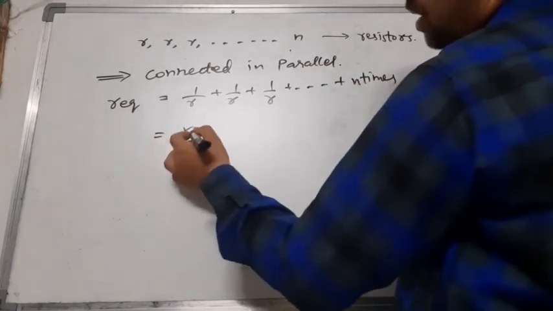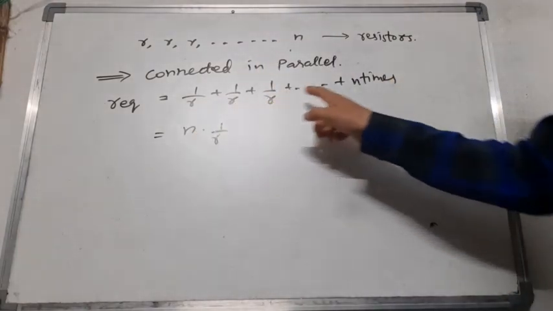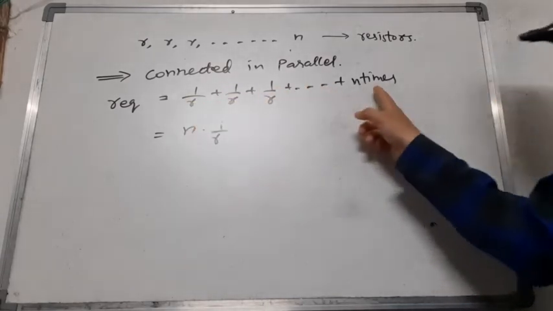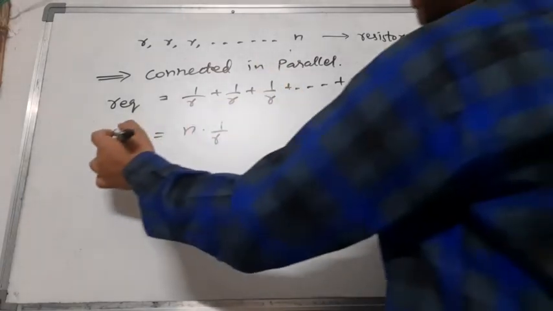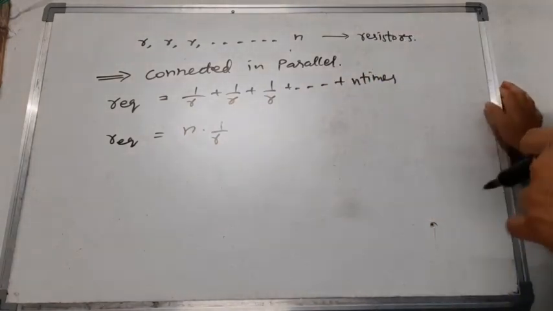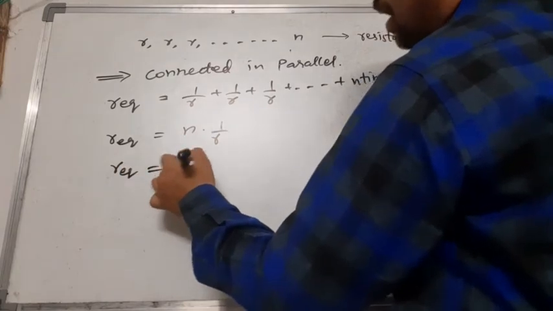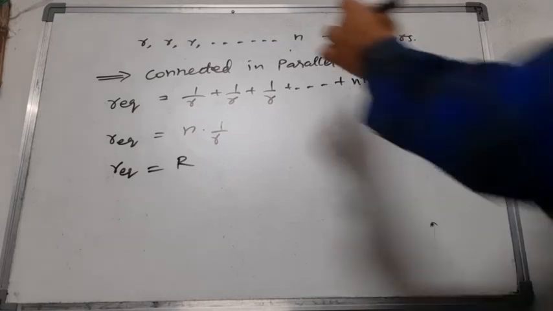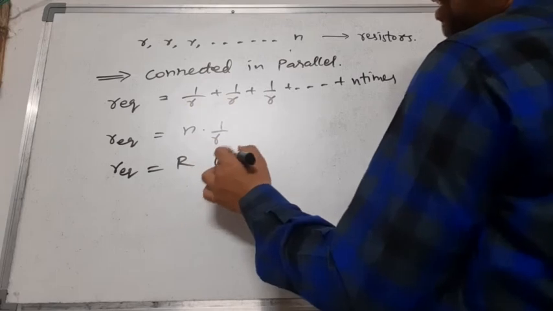So what it will become? N into 1 by R. N times we are adding. 3 times we are adding means 3 by R, 4 times we are adding means 4 by R. So n times we are adding 1 by R only, so n into 1 by R it is. So this is R equivalent. He has given that take R equivalent as capital R. When these resistors are connected in parallel, the equivalent resistance is capital R. It is given.